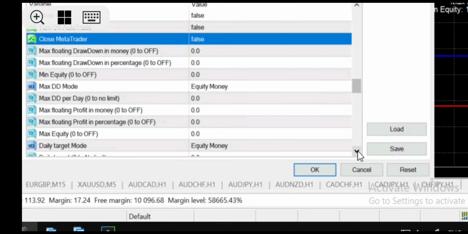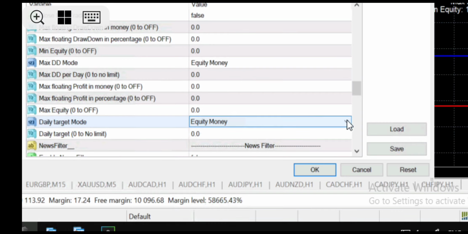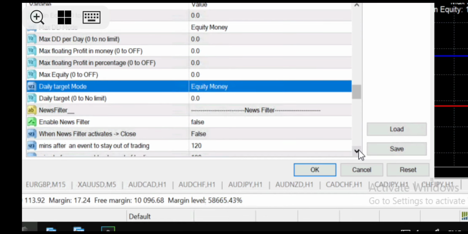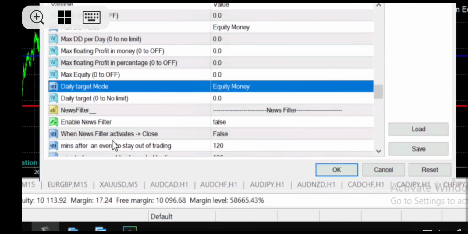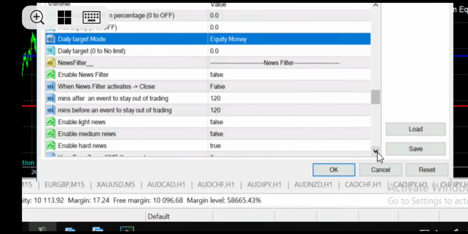And then you can also put it in percentage and the likes. So your daily target mode could be in equity money or in percentage and the likes. So once the target has been hit for the day, it stops trading. So that is basically the most important things to use with the EA.